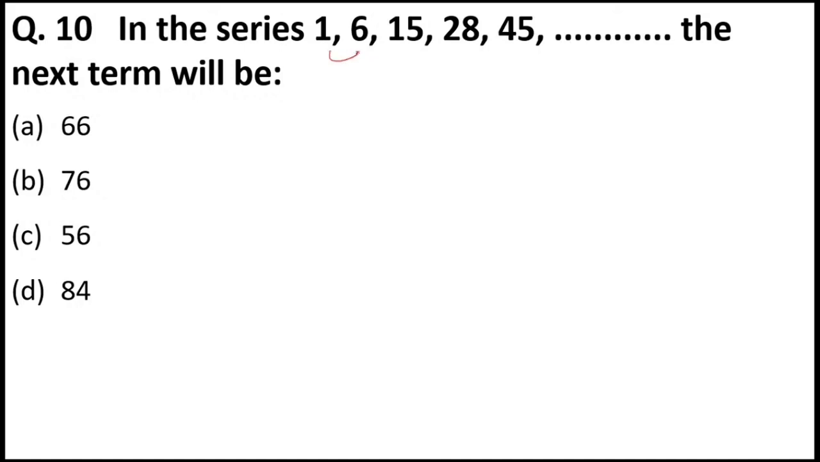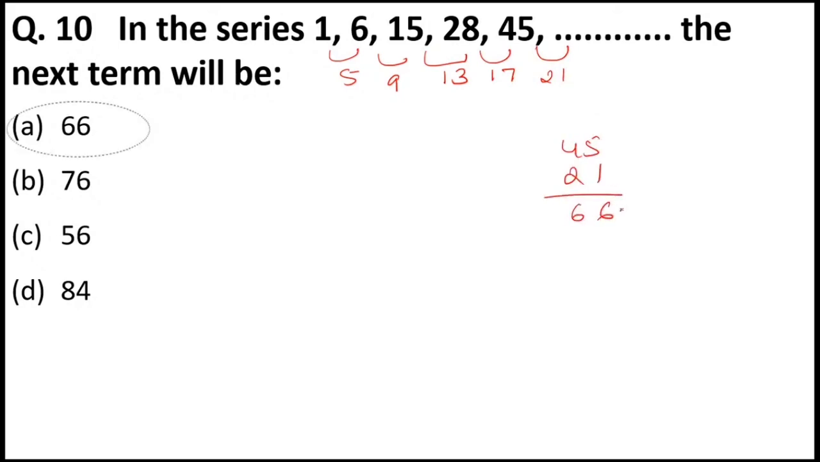If you see the difference between the terms, it's 5 over here. 6 and 15 is 9. 28 and 15 seems to be 13. Okay. So in this, there is a difference of 4. So this is 9. This is 13. So this is going to be 17. And then after 17, it is going to be 21. Okay. 45 plus 21 gives you 66. So the right answer is option A. Okay.